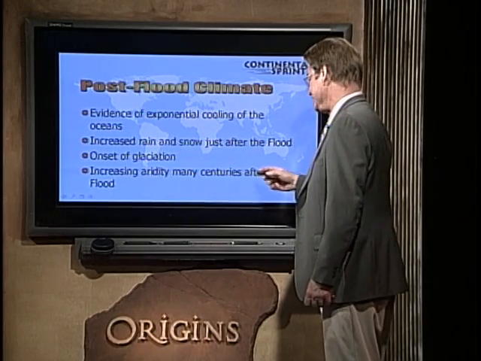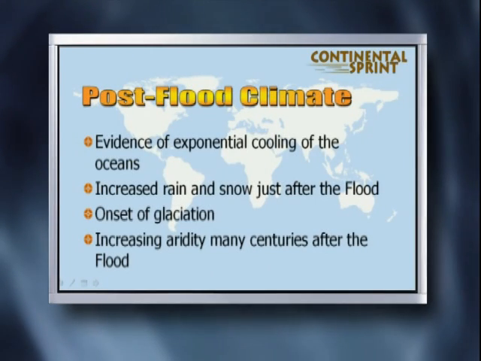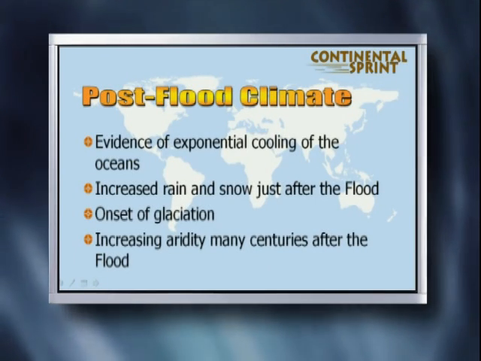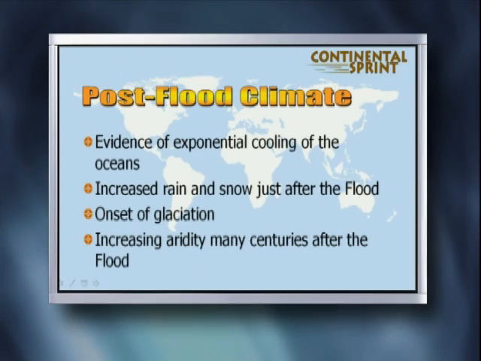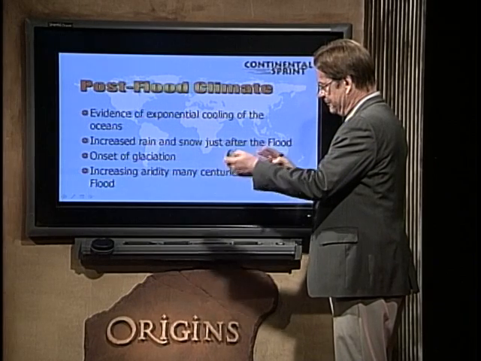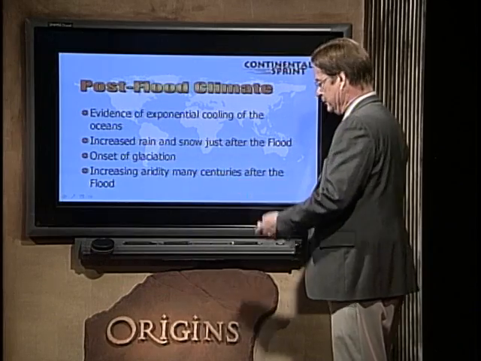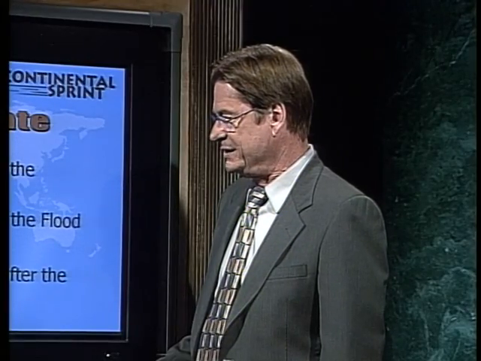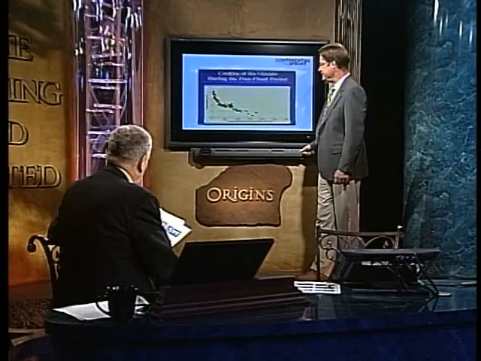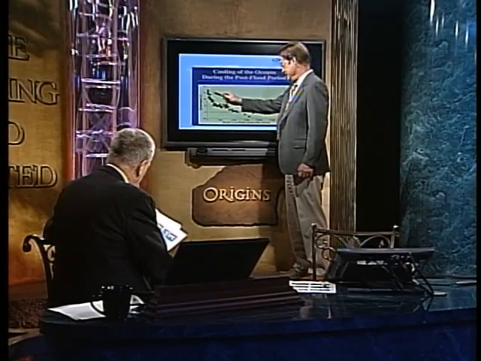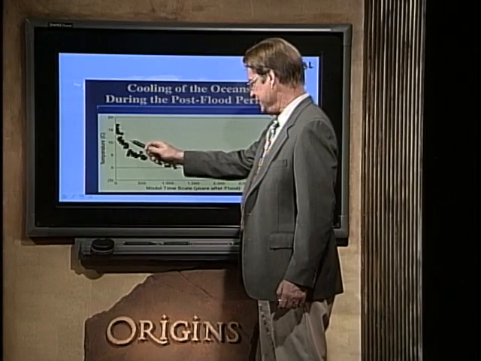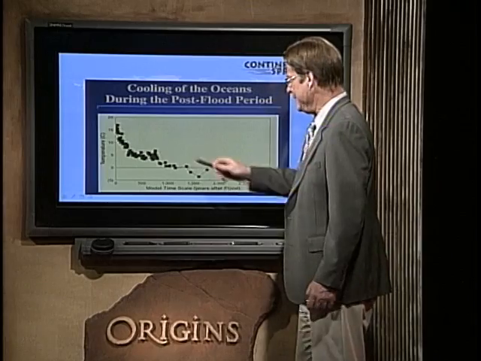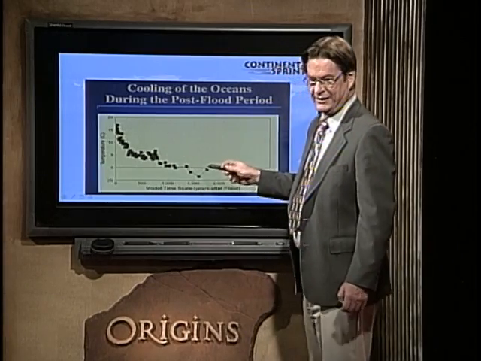And then, of course, we lead to the present Earth, which has increased aridity. We have big deserts today, centuries after the flood. So the post-flood climate has been radically altered by going from the immediate post-flood world with the hot ocean to the present temperature climate of the ocean, which changed a lot of things on the Earth. It did. And the cooling of the ocean generated a rapid post-flood ice age. Here's a model of data that suggests the Arctic Ocean cooled from maybe 20 degrees centigrade to essentially freezing today.